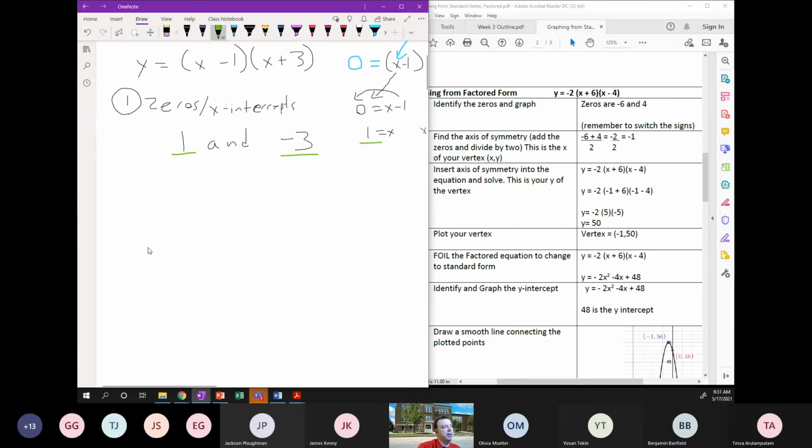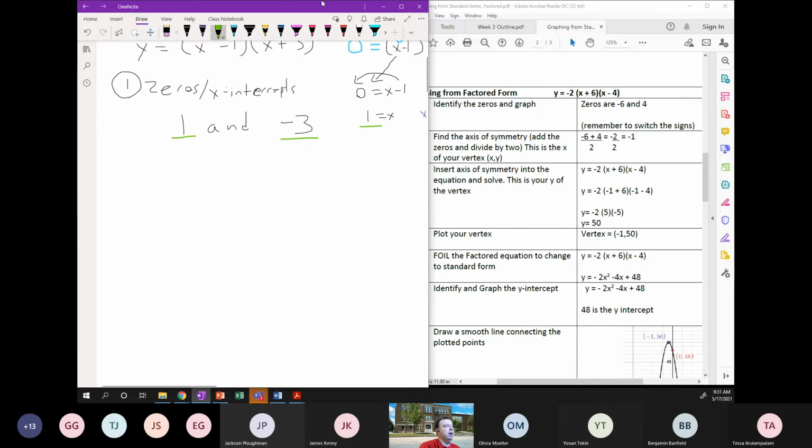So now, if we were sketching my graph here, I'm going to sketch it down here. If we were sketching the graph, what we could do right now is put a dot at -3 and put a dot at 1. So this is as we kind of start building our graph. We write those two things down.